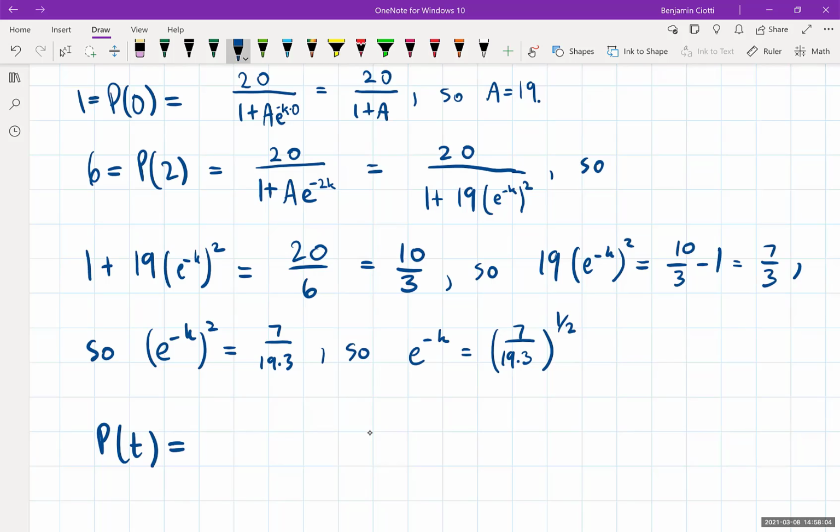Because then P of t, I can now write down exactly what it is. So it's 20 over 1 plus 19. Let's see. And then 7 over 19.3 to the 1. Yeah, see if I did that right.